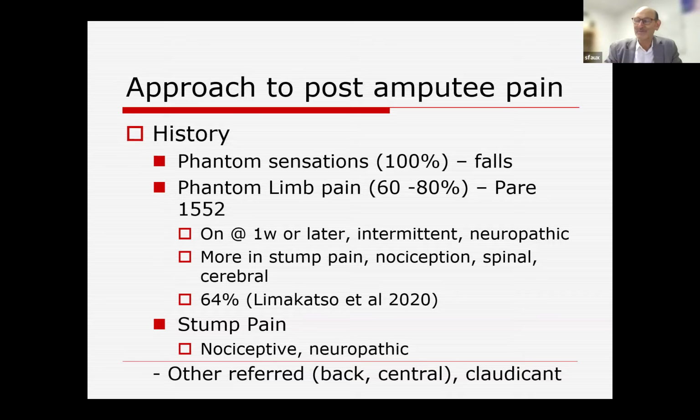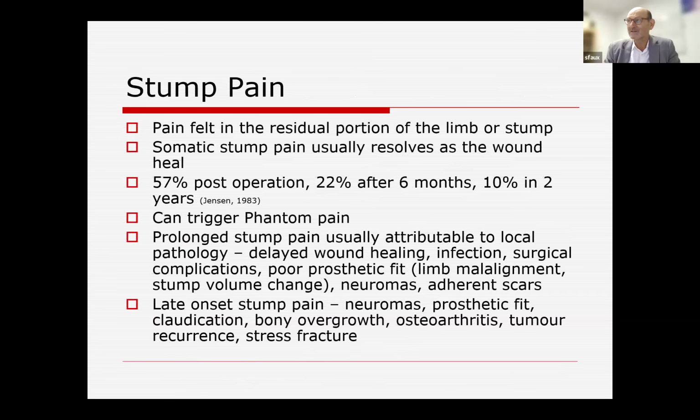We're also going to talk about stump pain, both nociceptive and neuropathic, and referred pain. So let's just start with stump pain. Stump pain means pain felt in the residual portion of the limb or stump. Somatic stump pain usually resolves as the wound heals, but people describe stump pain about 57% of the time straight after the operation. It drops down to about 10% at 2 years. It can trigger phantom limb pain.